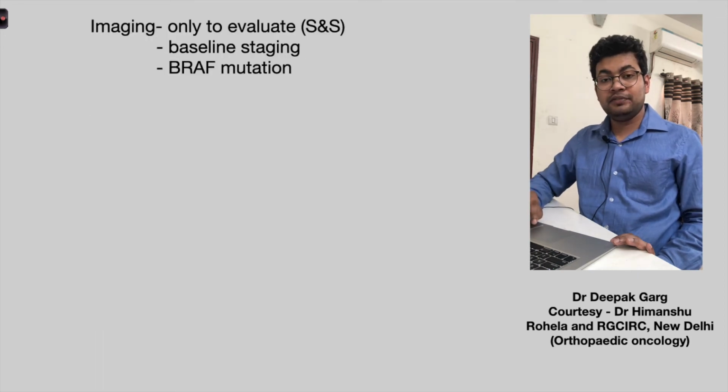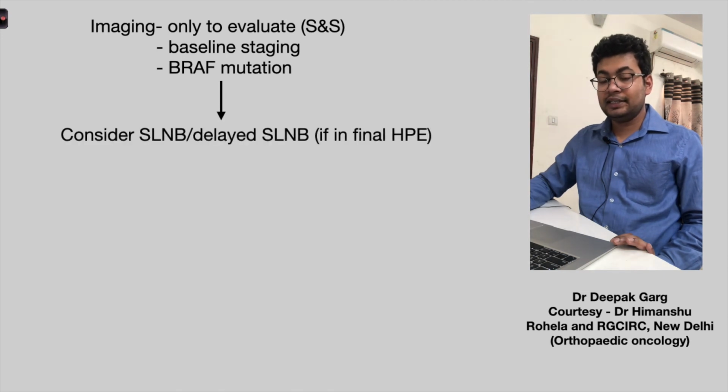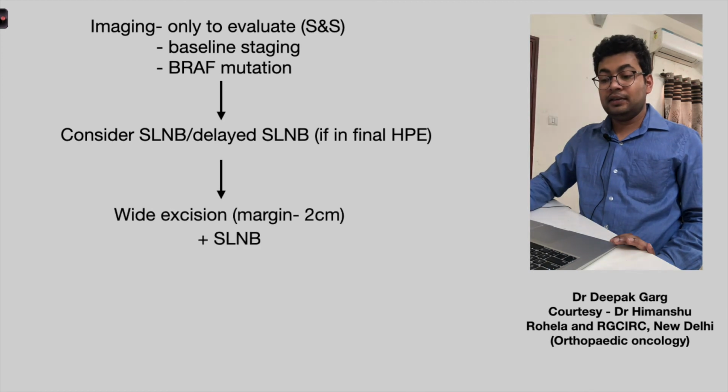If it comes out positive in the final histopath, the biopsy specimen or the sentinel lymph node biopsy specimen, then how should we proceed? Imaging should be done only to evaluate signs and symptoms. Baseline staging should be done in these patients, which we have not done in localized disease, like a PET scan, and BRAF mutation testing should be done for targeted therapy. We should consider sentinel lymph node biopsy if it is in the local biopsy specimen, or delayed sentinel lymph node biopsy if it is in the final histopath specimen. And then we should go for wide excision with appropriate margins plus sentinel lymph node biopsy.